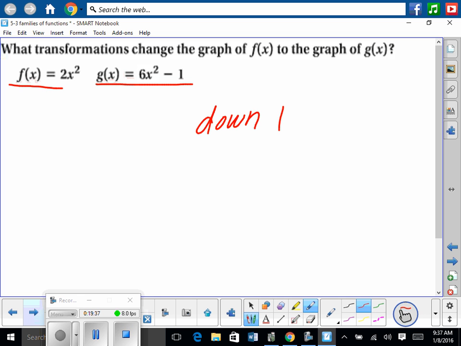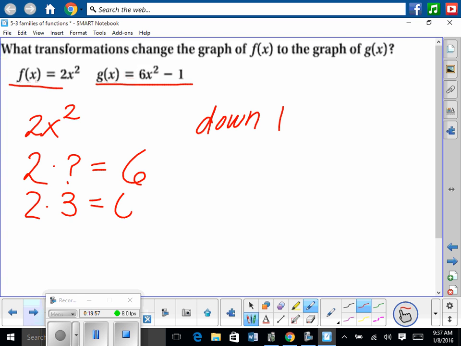So remember that we can stretch or compress something by multiplying that front number by something, right? So we started at 2x squared, right? So we started with a 2. 2 times what equals 6? 3. So 2 times 3 equals 6. You could have just divided both sides by 2, right? Yep. So we get 3.